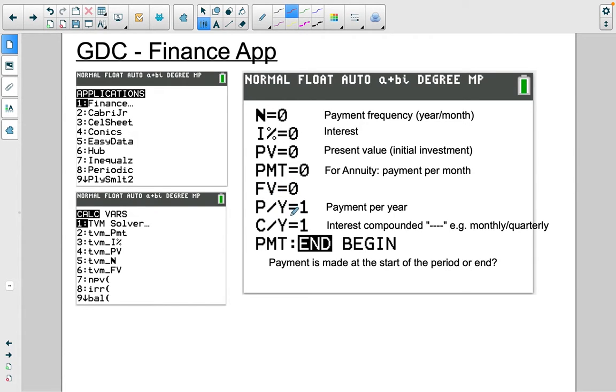P per Y is payments per year, and C per Y is compounded per year. So within a year, is it compounded monthly, quarterly, and so on. This is explained in the compound interest formula, where if it's monthly, it's 12. If it's quarterly, it's 4. If it's half yearly, then it's 2, and so on. The PMT end and begin relates to when the payment is made. Is it at the start of the period or at the end? For example, at the start of the year or at the end of the year, or the start of the month or the end of the month. Usually the default is to put end unless the question specifies you go to begin.